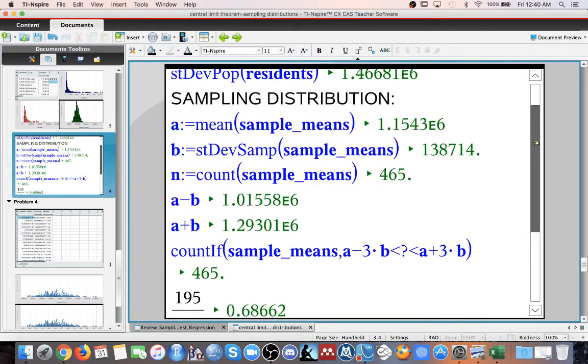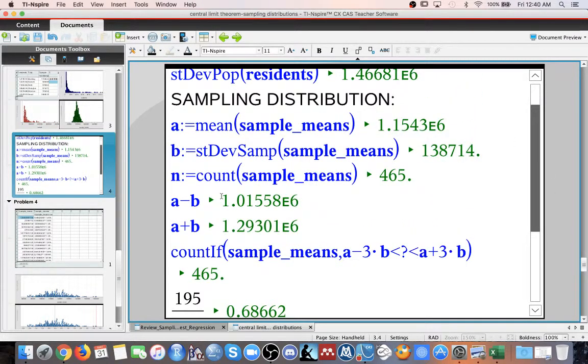And let's take a look at a couple of things here that may help us. So A minus B, what is this doing here? Well, it's taking the mean of the sampling distribution and subtracting one standard deviation from it, which puts us at, so the mean is at 1.15. If we go one standard deviation less, we're at about 1 million, and go one standard deviation above, we're about 1.3 million. And if we, let me take this out.